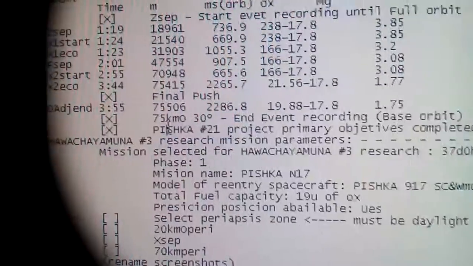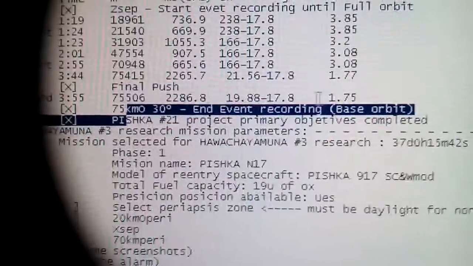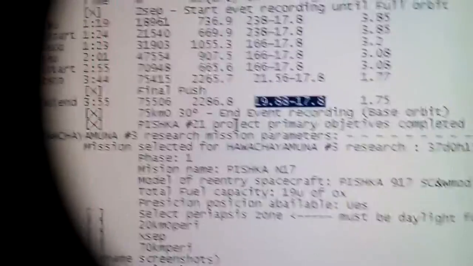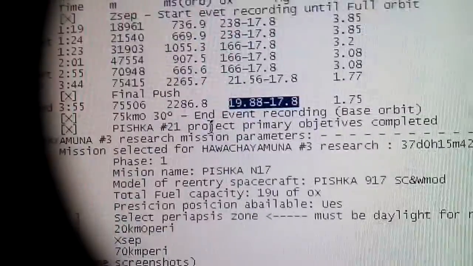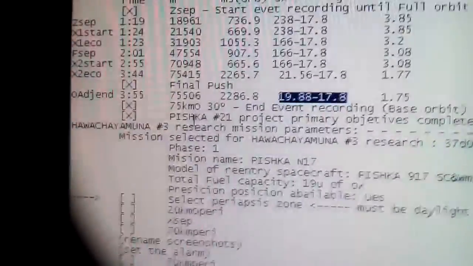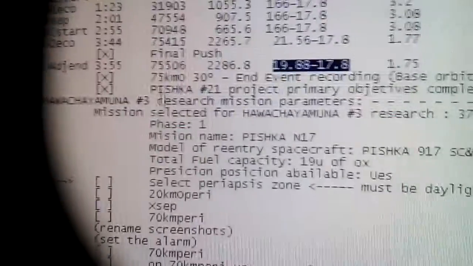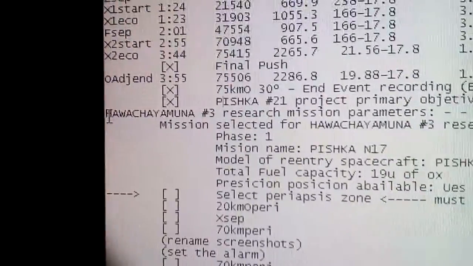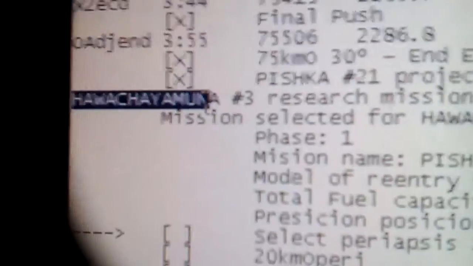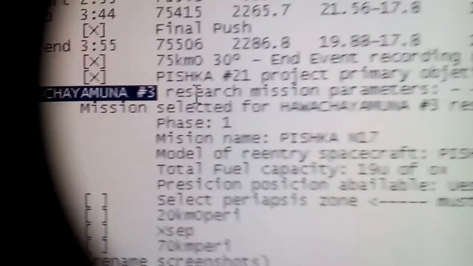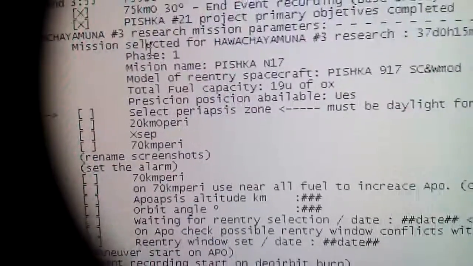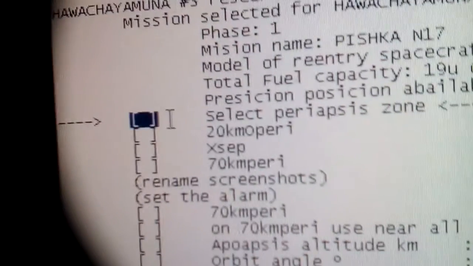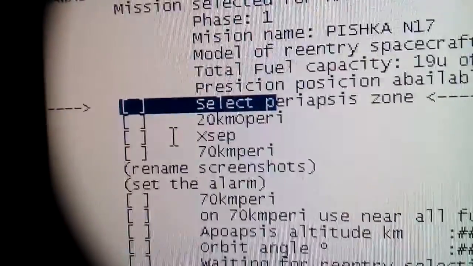In this case, is the rocket executing like predicted? The mission is successful. Later, I have another project called Hawachayamuna. Number 3 is another project to reach reentry velocities at high speed, and that means this point needs to be completed to continue to do missions.